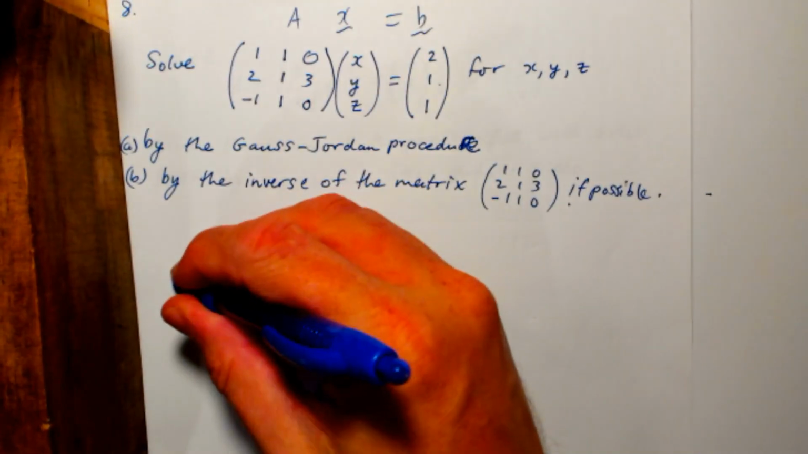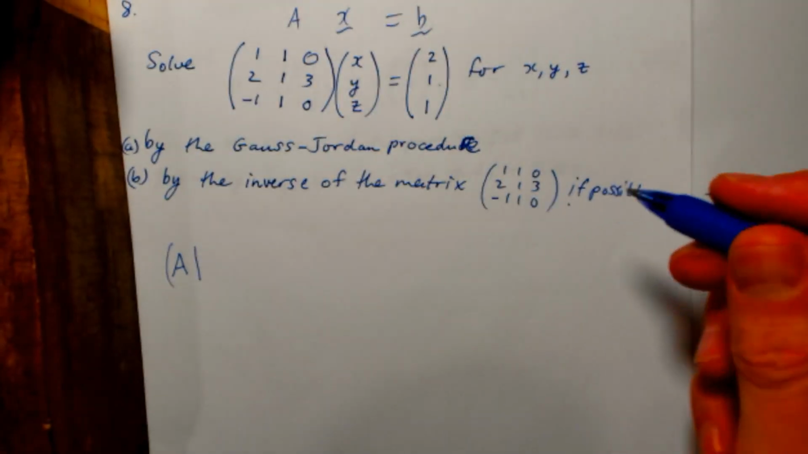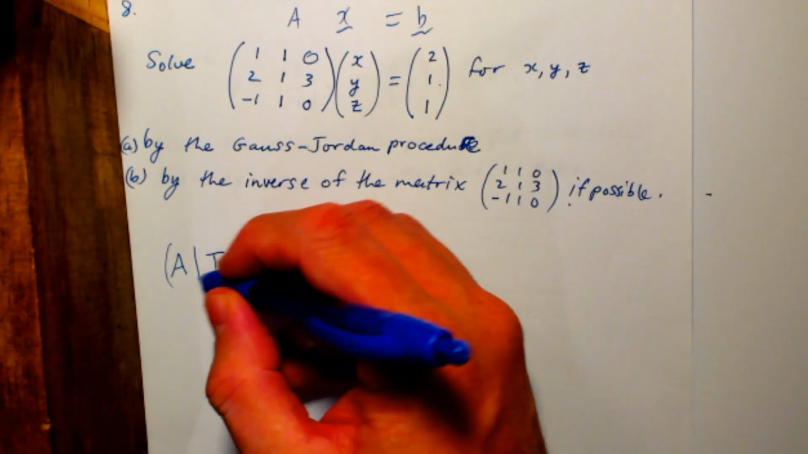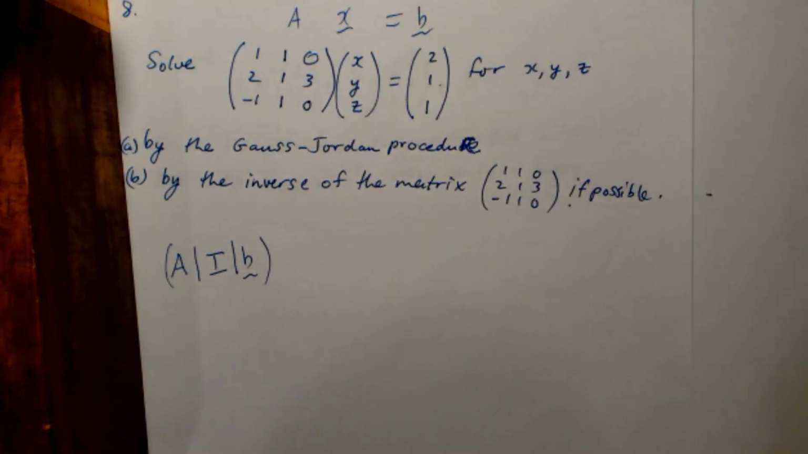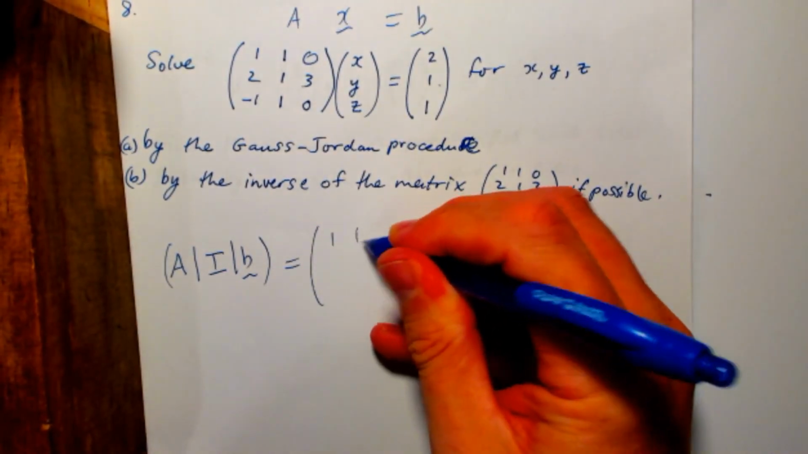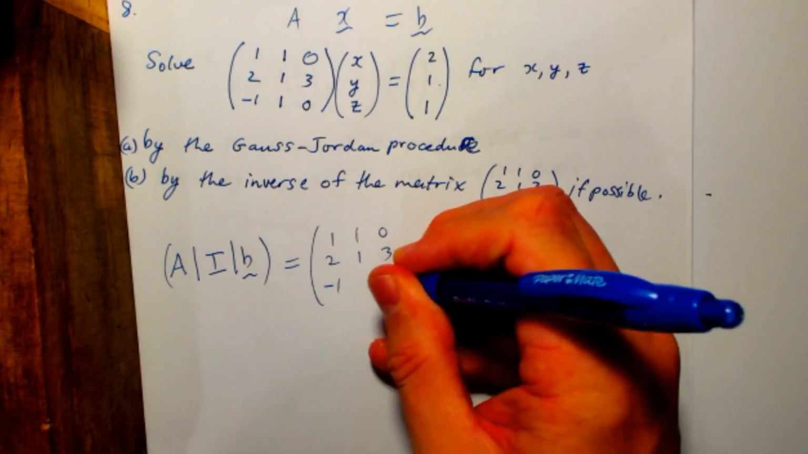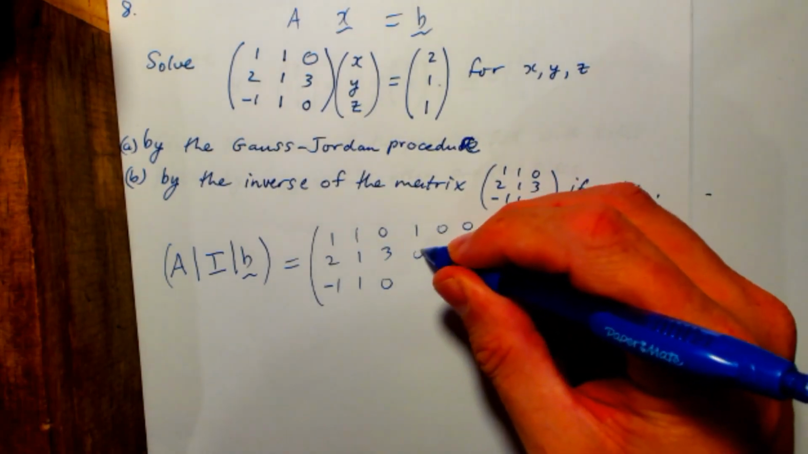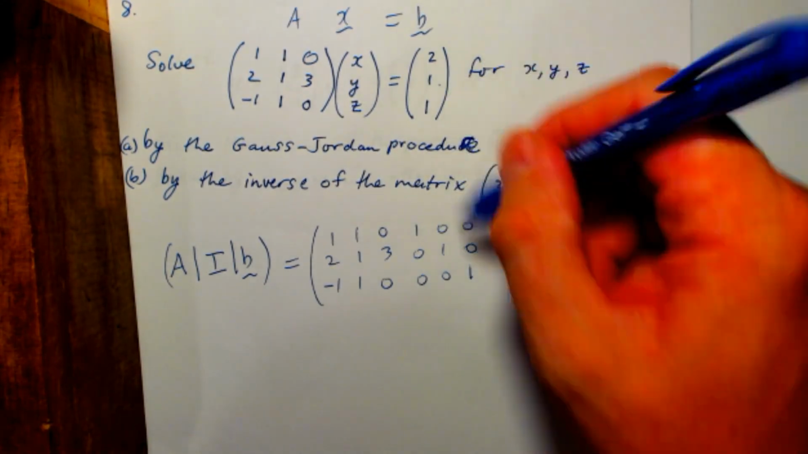we can set up the concatenated matrix. So where we put A, then the identity, and then we put B, and we want to row reduce this. So let's put this all together. We've got 1, 1, 0, 2, 1, 3, minus 1, 1, 0, then the identity, and then B.